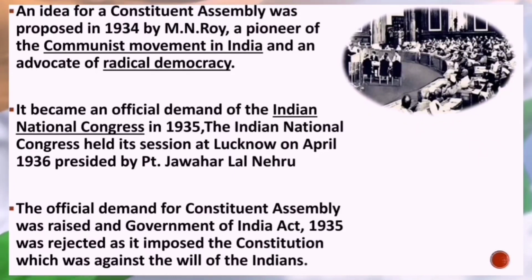It became an official demand of the Indian National Congress in 1935. The Congress held its session at Lucknow in April 1936, presided over by Jawaharlal Nehru. The official demand for a Constituent Assembly was raised, and the Government of India Act 1935 was rejected as it imposed a constitution which was against the will of the Indians.